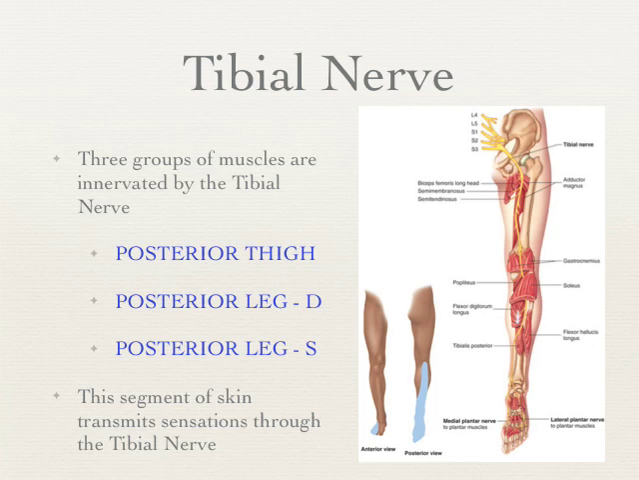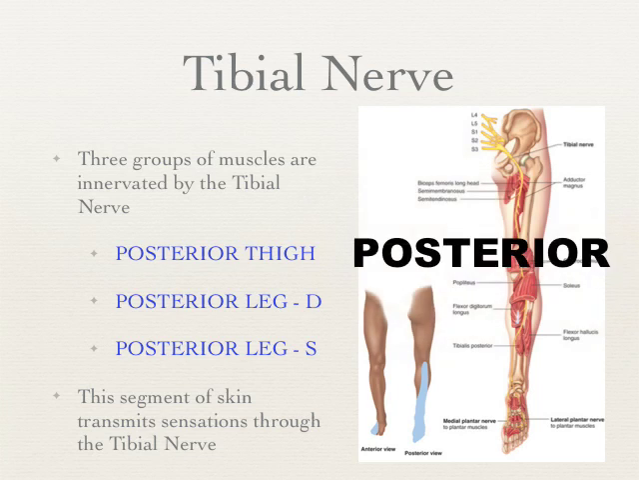Okay, what's the key word I'm going to think of when I think of the tibial nerve? Posterior. And literally, every muscle, posterior hip and posterior leg, every single muscle, if it's posterior, it's the tibial nerve, isn't it? That's a great one. It's a great one to learn.